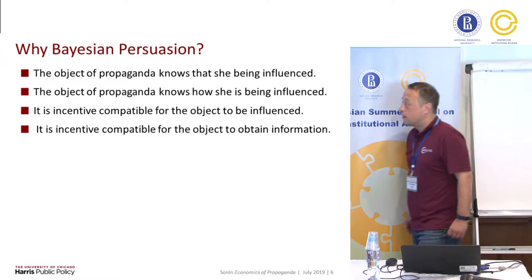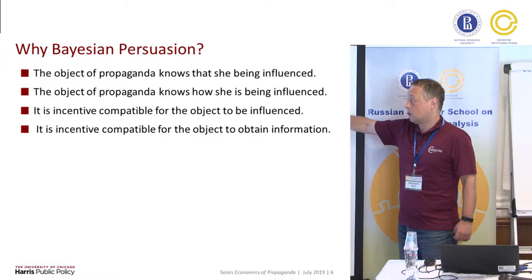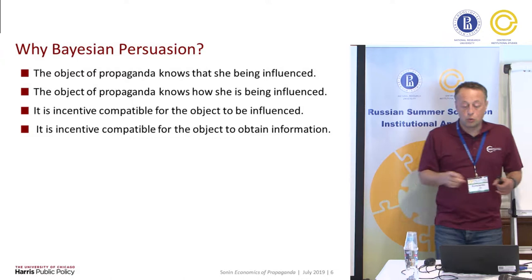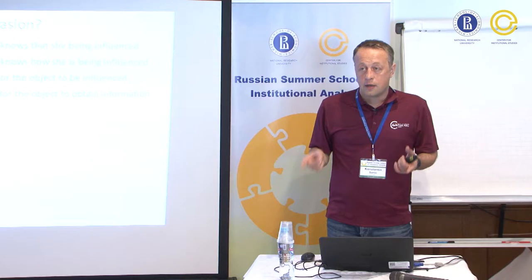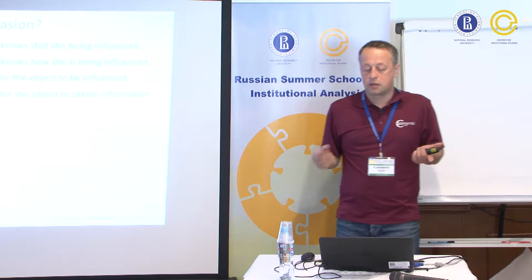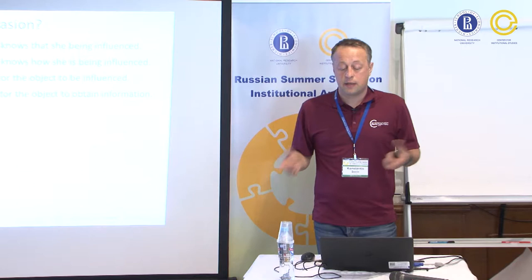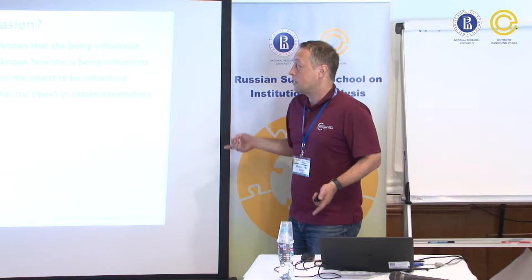Then the next thing: it should be incentive compatible for the object to be influenced. For the receiver of information to do what the sender of information wants, there should be some sort of incentive compatibility. So this person should be rational, calculate the outcome of what she does, and then do what the influencer wanted. Then finally, it should be incentive compatible for the object to obtain information.